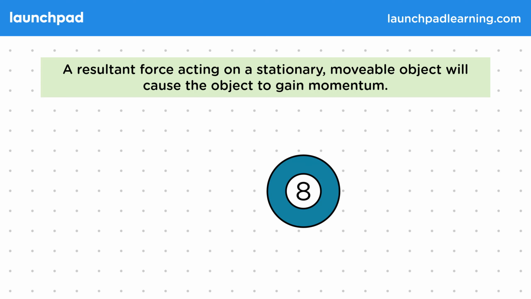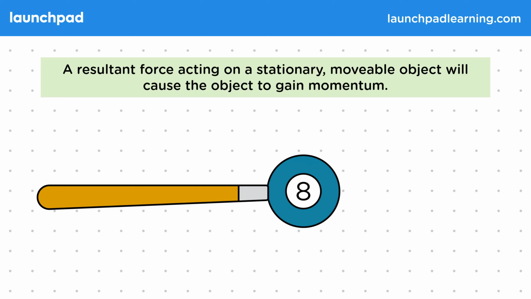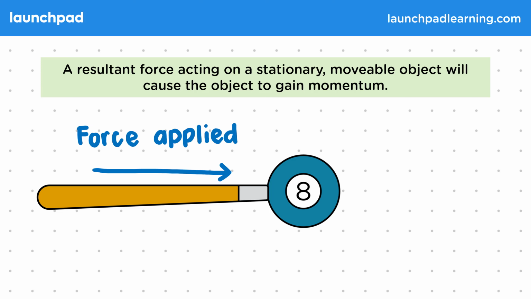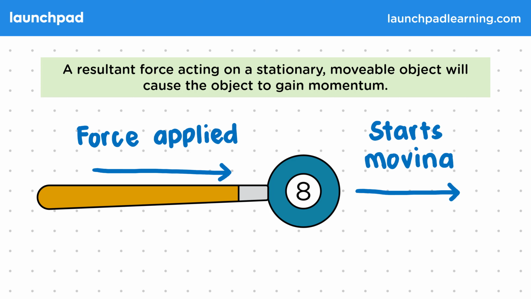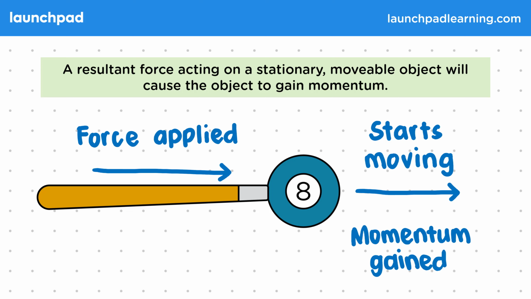Here we have a stationary billiard ball. Let's suppose we then hit it with a pool cue. As the pool cue makes contact with the ball, a force is applied from the cue to the ball. As a result, the ball starts moving, as we'd expect from Newton's first law. The momentum of an object is a product of its mass and its velocity. So since the ball has gained velocity, it's also gained momentum.